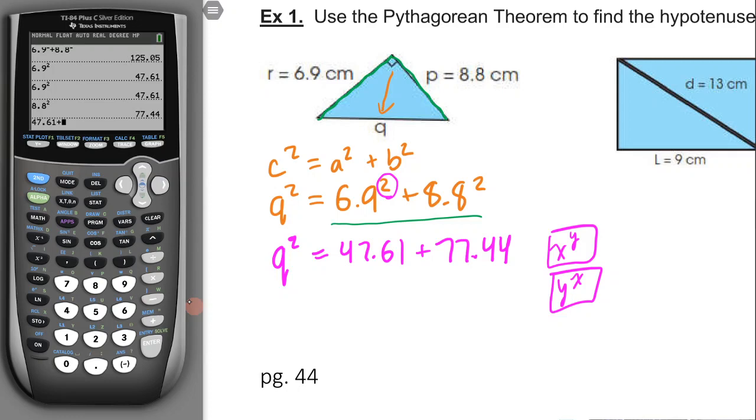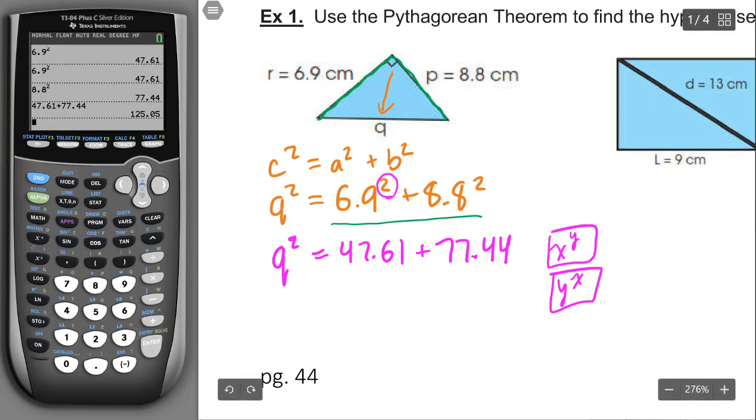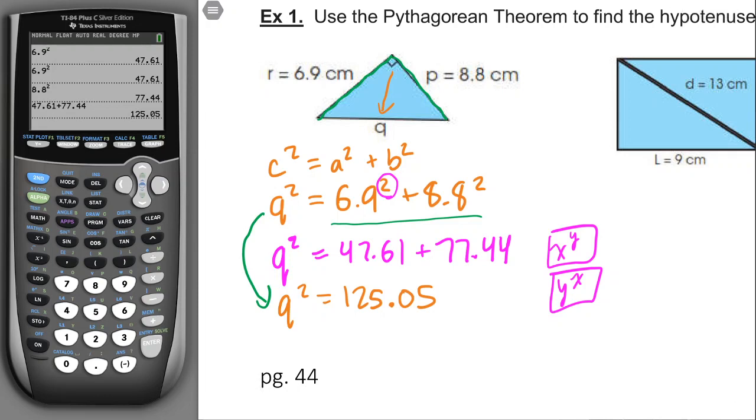47.61 plus 77.44. And then you're caught up now with the rest of us. Q squared equals 125.05. So most of us will just go from this step right to this step because we've got calculators that can handle it. And that's what I'm going to show for the rest of this video.